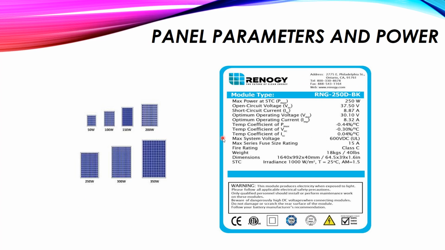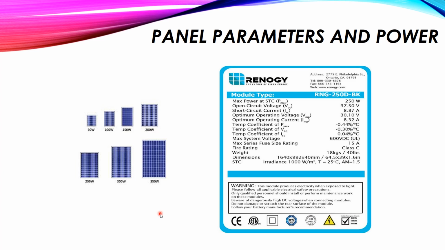Now the panel itself can have a different wattage according to its power. You will find that it is available in the market in 50 watt, 100 watt, 150 watt, 200 watt, 250 watt, 300 watt, and 350 watt. This is an example of the panels available in the market. And you will find that as the wattage increases, the size of the panel itself increases, because we increase the number of cells inside the panel in order to generate more power and collect more solar energy to convert it into electricity.